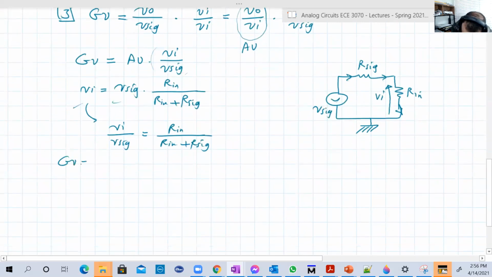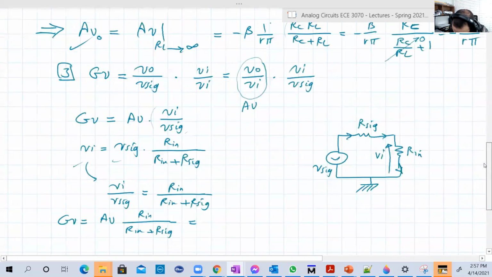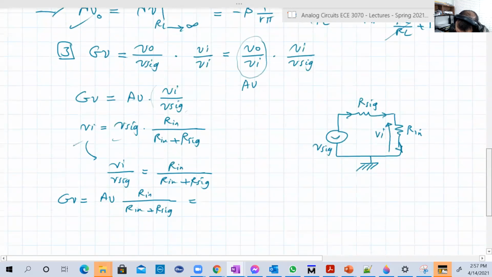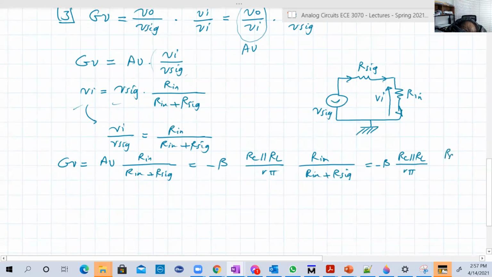So Gv based on that equals Av times R in over R in plus R signal. What is Av? Av is minus beta RC parallel RL over r-pi, times R in divided by R in plus R signal. And remember, we know R in. It's RB parallel r-pi. So Gv equals minus beta RC parallel RL over r-pi, times RB parallel r-pi over RB parallel r-pi plus R signal.